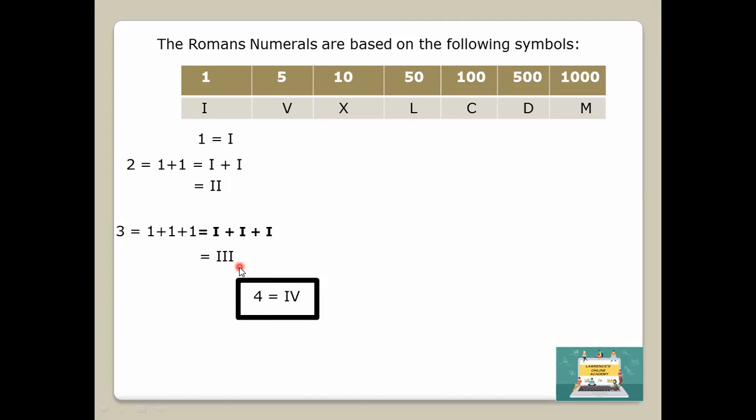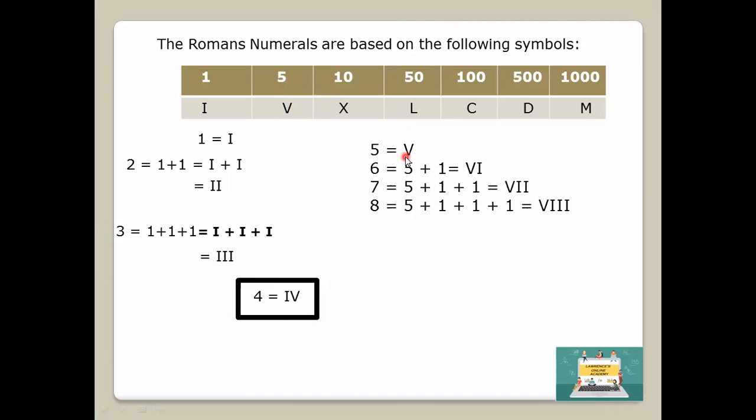Because according to rule 4 of the Roman numerals, the same symbol cannot be used more than 3 times in a row. Now we go to the number 5, V. 5 equals V. So 6 is 5 plus 1. So 6 is written as VI. V is 5, I is 1.